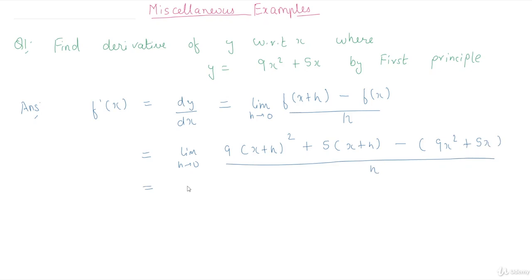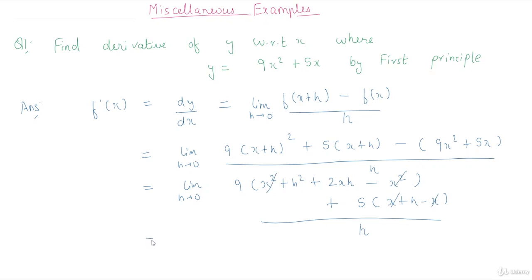Now let's see if we can simplify this. So it opens as 9 times x square plus h square plus 2xh, and this 9x square, both have 9 common, and the remaining thing is 5 times x plus h minus x. So this thing is divided by h. So x square gets cancelled with this x square, and this x gets cancelled with this x. Right. So what remains after this is limit h approaches 0.